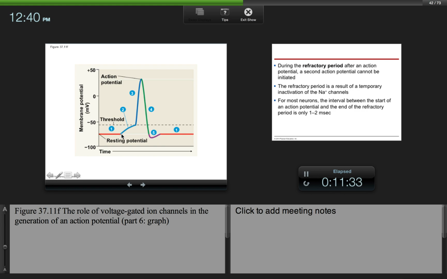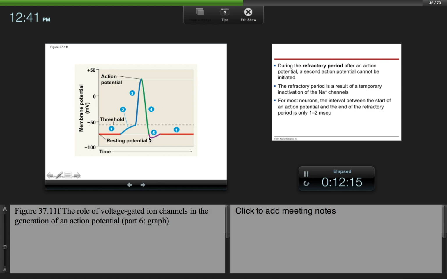Some stimulus causes voltage-gated sodium channels to open. Sodium starts to move into the cell. We reach threshold. When we reach threshold, more sodium-gated ion channels open and sodium rushes into the cell. This causes the generation of an action potential, causes your neuron to fire. Once the action potential has been generated, your sodium-gated ion channels will close, your potassium channels will open, and potassium will leave the cell, causing the membrane potential to go back to its resting potential.